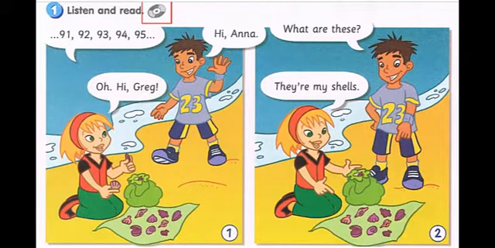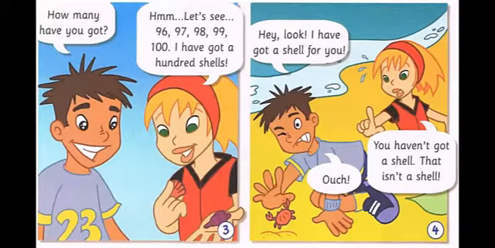91, 92, 93, 94, 95. Hi, Anna. Oh, hi, Greg. What are these? They're my shells. How many have you got? Let's see. 96, 97, 98, 99, 100. I have got 100 shells. Hey, look! I have got a shell for you. You haven't got a shell. That isn't a shell. Ouch!